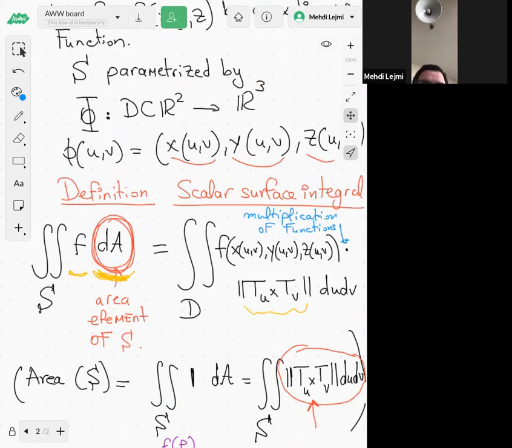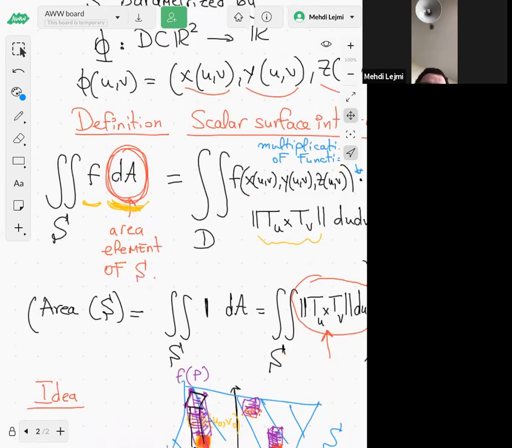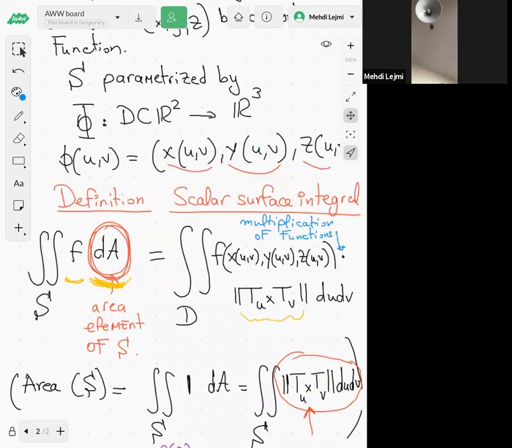For this formula, for this scalar surface integral, you don't really need the parameterization to be 1-to-1. In case the parameterization is 1-to-1 and smooth, then if you integrate, for example, the constant function 1, that would be the area. But in general, for this scalar surface integral, you don't need the parameterization to be 1-to-1 or smooth.